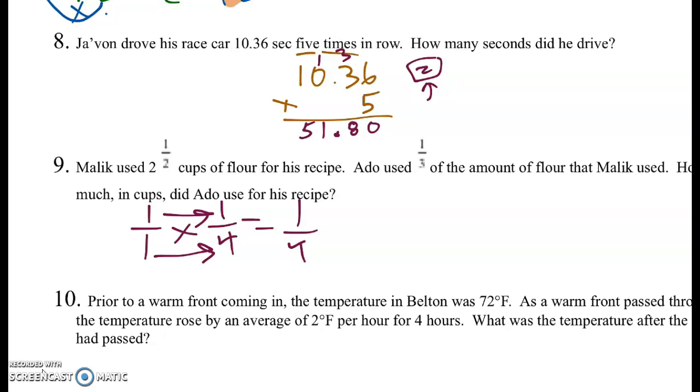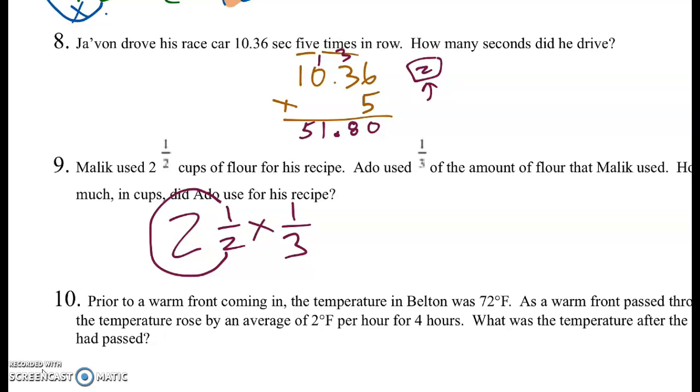So when it says we have to find a fractional amount of a number, that means to multiply. So we have 2½ times 1/3. We do have to turn this into an improper fraction. We have 2 whole parts. Each one of those is worth 2, so you multiply that. So 2 times 2 is 4, plus that 1 extra is 5. So that would be 5/2 times 1/3.